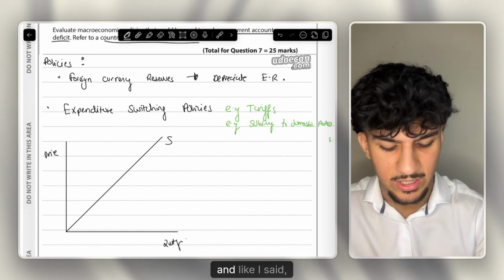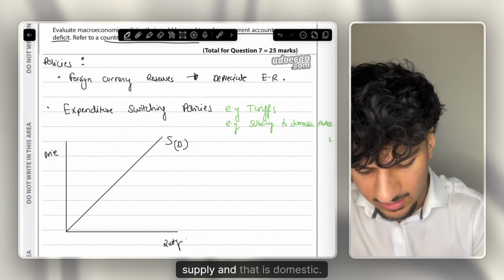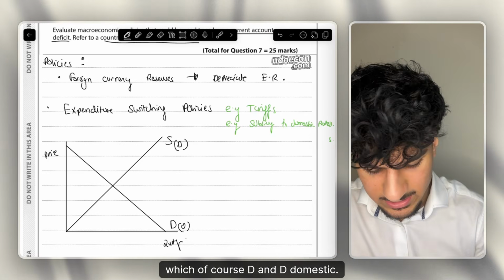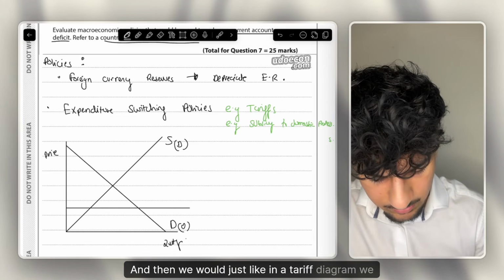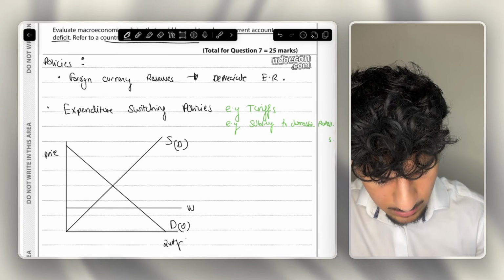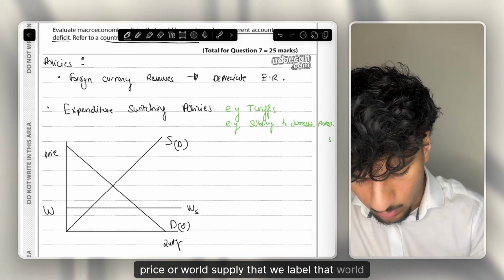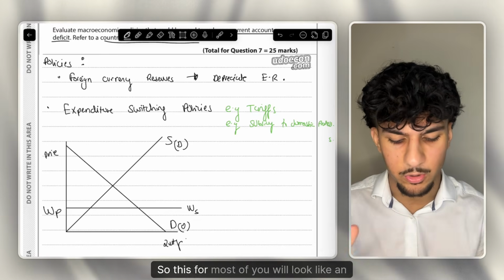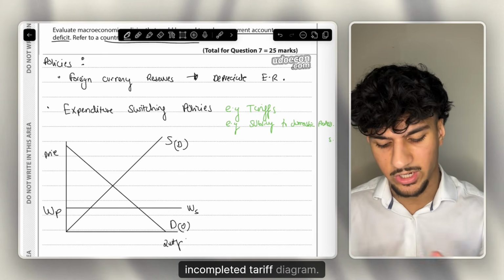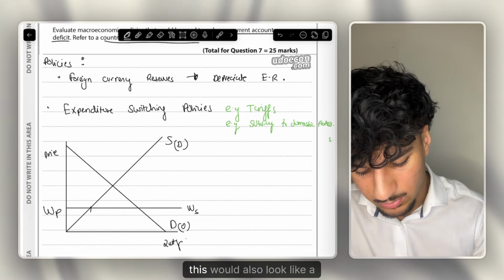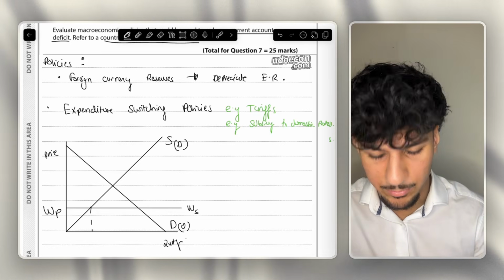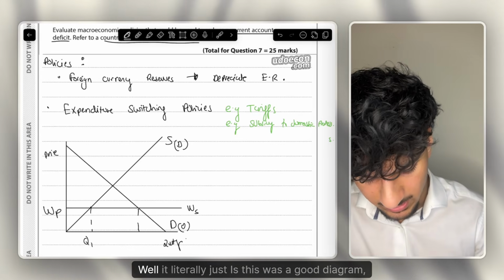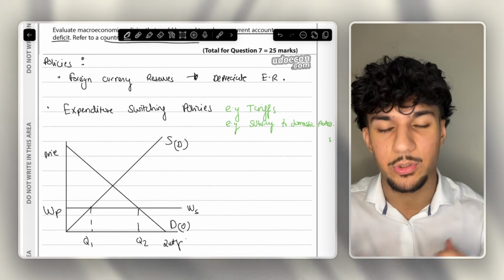So it's S, just like a tariff diagram, supply, and that is domestic. Then we have demand, which is D domestic, and then, just like in a tariff diagram, we would draw our world price or world supply, then label that world price. Now, how does this differ from a tariff diagram? For most of you, this will look like an incomplete tariff diagram, or for those of you that know, this would also look like a free trade diagram, which is a really good diagram for you to memorize. It literally just is this, but it's a good diagram to be able to reference.